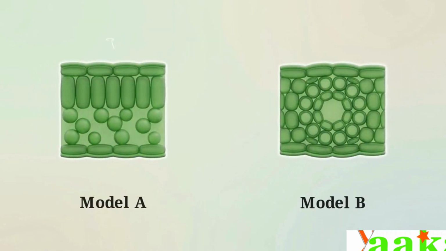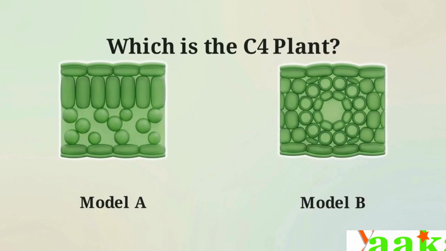Let's test what we've covered. Here are two microscopic leaf models. Pause the video, identify which diagram shows the C4 plant, and point out its key structural advantage. If you selected model B, you're correct. The prominent inner ring of bundle sheath cells is the defining feature.